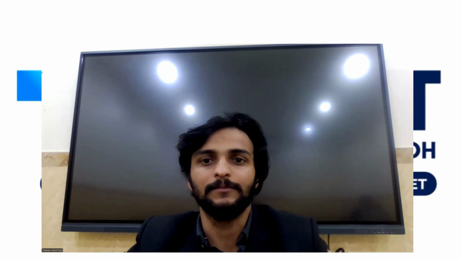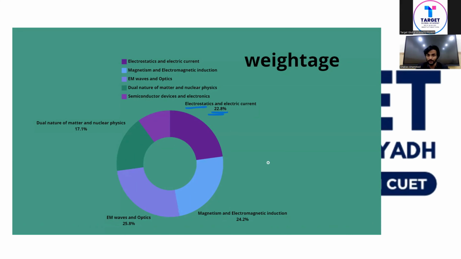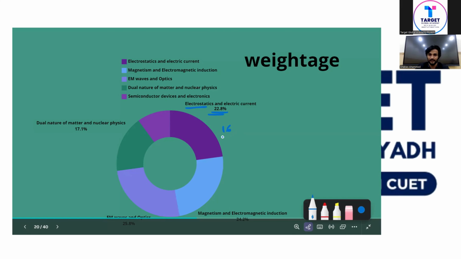Then the chapter weightage. Look here. The first part is electrostatics and electric current, that is the first 3 chapters. The first 3 chapters have a weightage of 22.8%. 22.8% means around 17 marks, 16 to 17 marks. And the magnetism part also, it is 24%, like 24% for the magnetism.